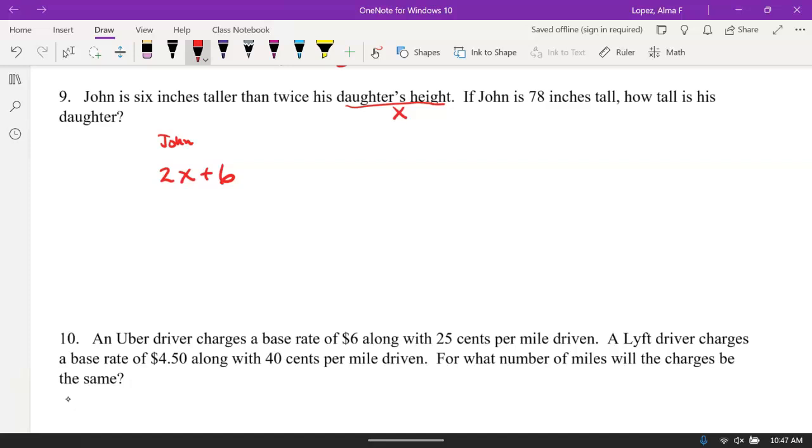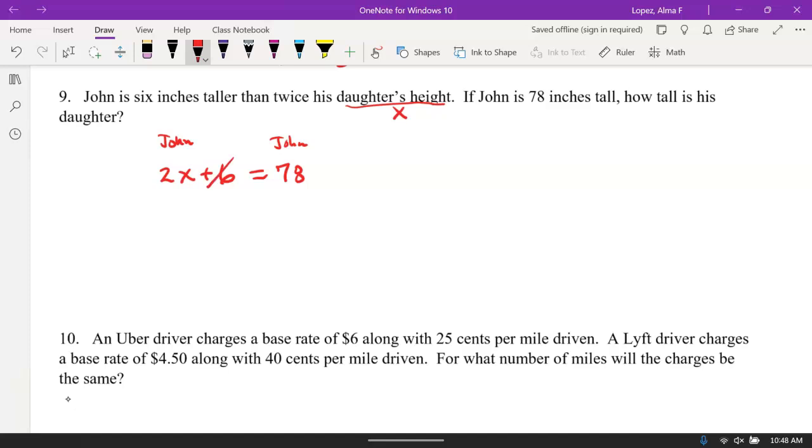The other thing that they told us is that John is exactly 78 inches tall. Oh, that will equal 78. See, they described John's height in terms of his daughter, and then they gave us his height. So we can set them equal to each other. Now we can solve for his daughter's height, which is that x.